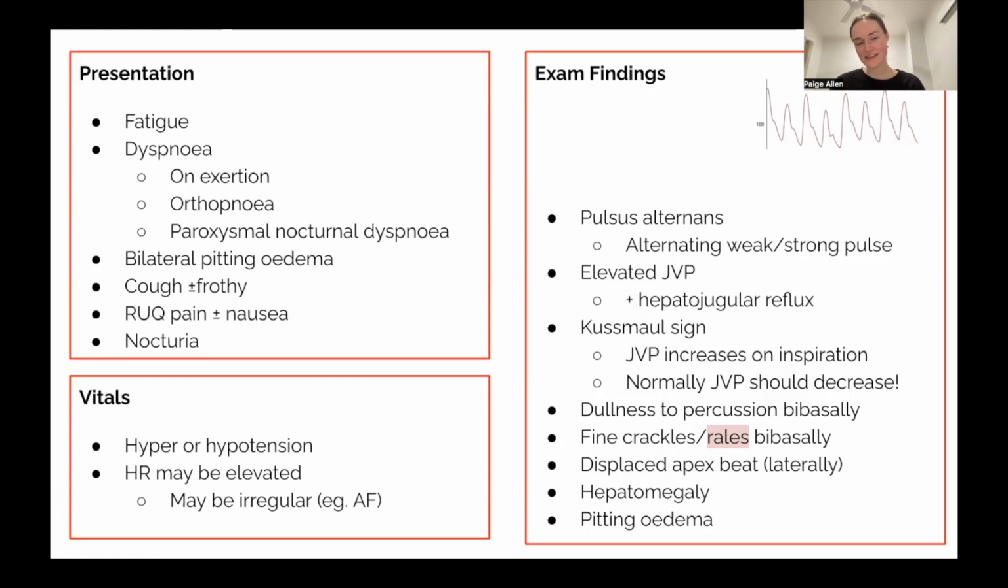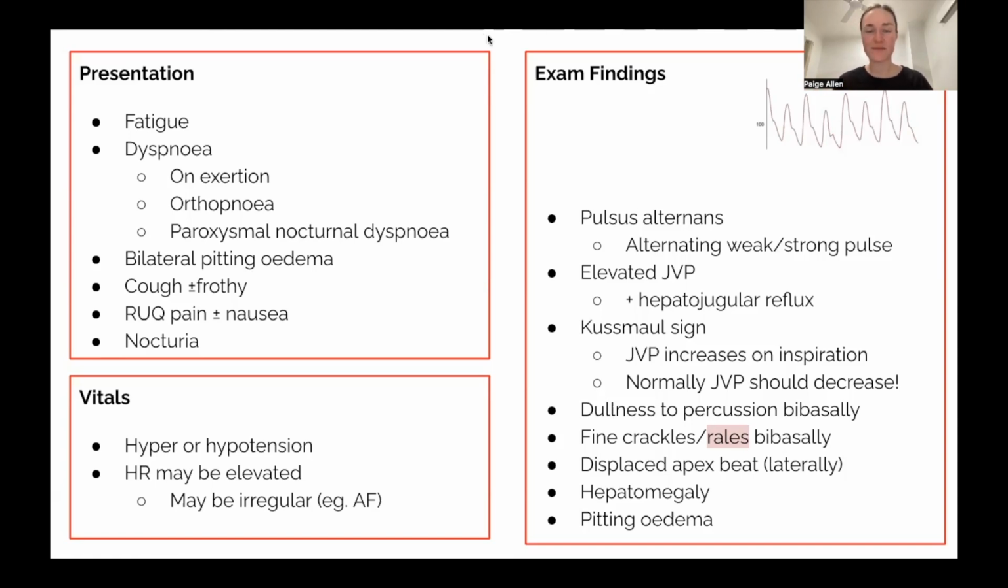So for their vital signs, keep in mind it could be hypertensive because that's a cause of heart failure, or it could be hypotensive because they're poorly compensating. And heart rate might be elevated to compensate for the fact that they're not having a good ejection fraction, or the heart rate can be irregular because AF is a really common contributor to heart failure.